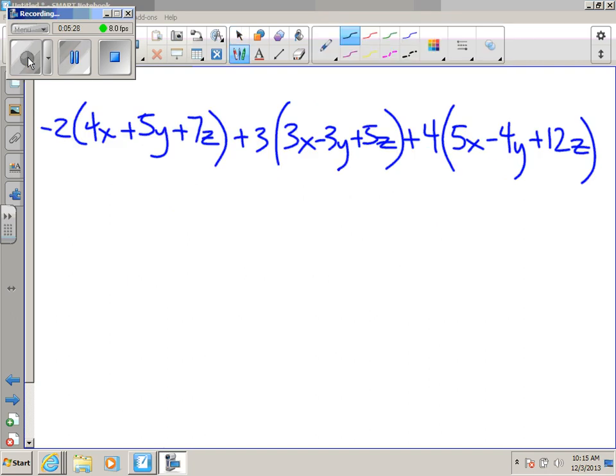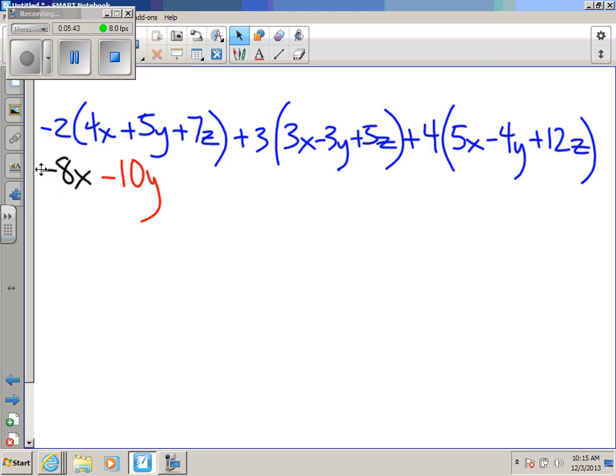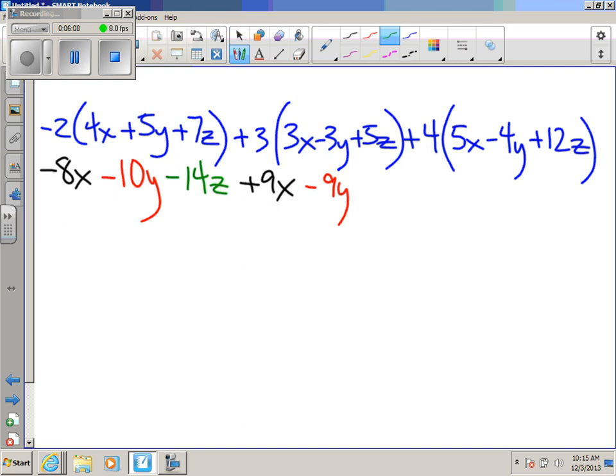Negative 2 times the 4x, negative 8x, right? Okay. Negative 2 times a positive 5y is a what? Okay. And then negative 2 times a positive 7z, negative 14z. Okay. Very good. Then we move on to the x again. 3 times the 3x, 9x. Moving on to the y's. 3 times negative 3y is a negative 9y. And then moving on to the z's, should be a positive 15z, right?